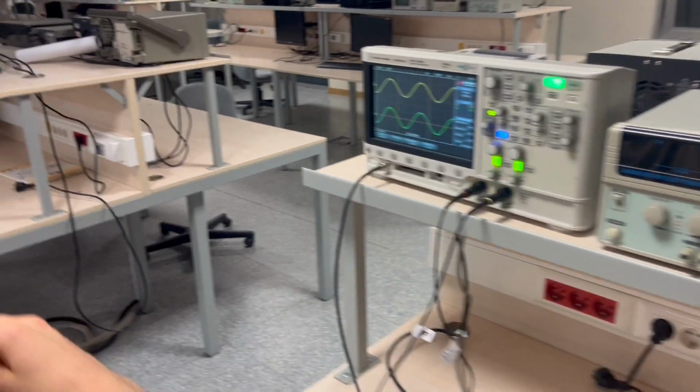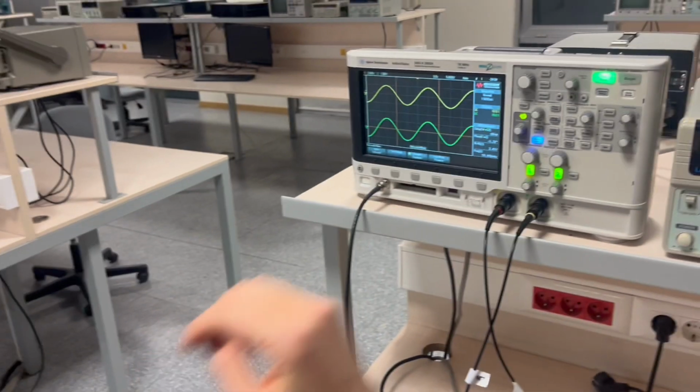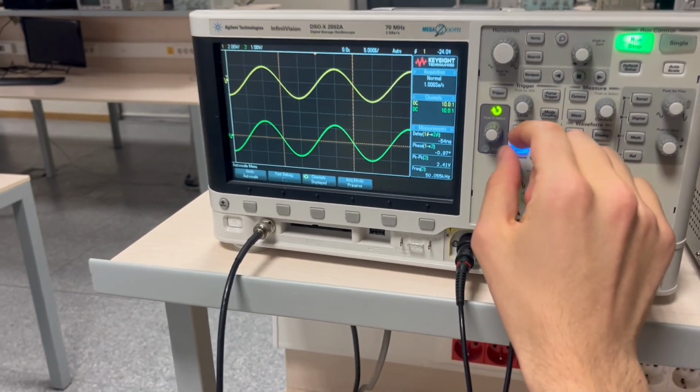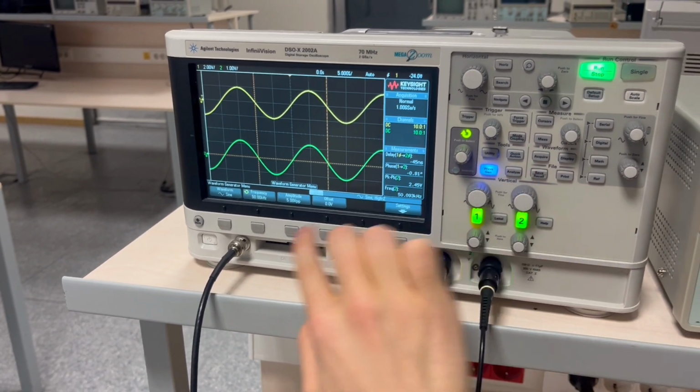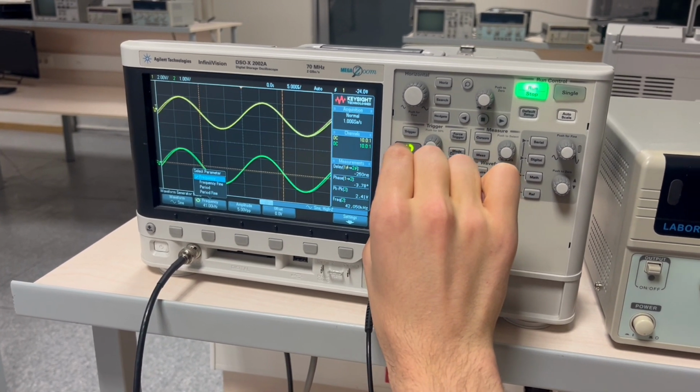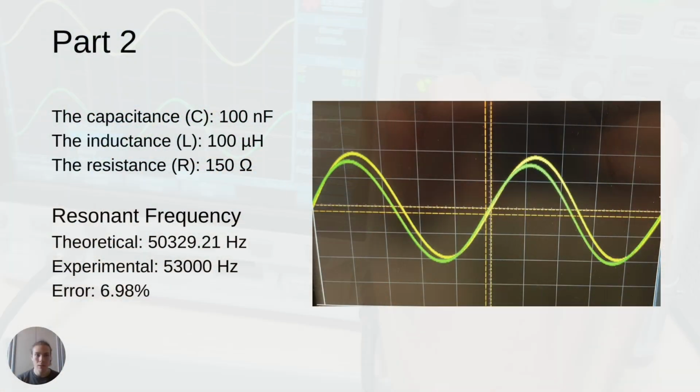This is the second part where I am trying to find the resonance frequency by changing the frequency of the circuit until the phase angle is zero. Then I will compare the results with the theoretical value. And these are the results for the second part.